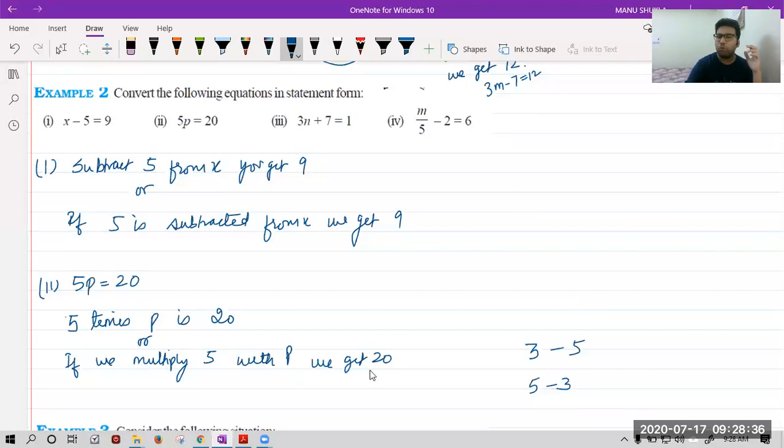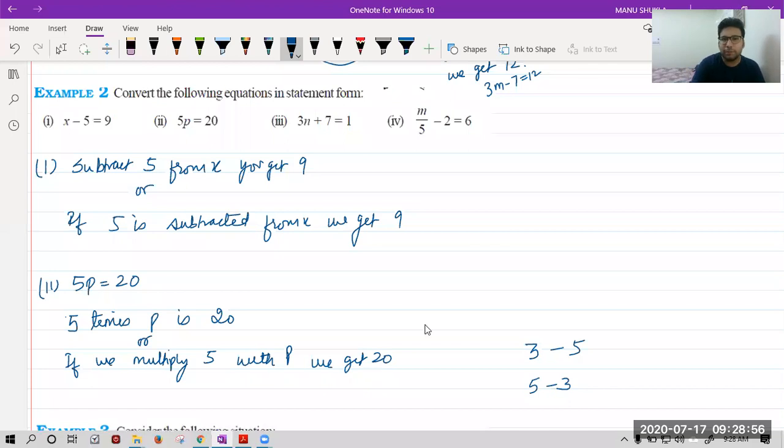Okay. I hope you're getting this. It's very easy. Any doubts in this? In the second part, please ask. We get 20 when multiplied. Okay. If you subtract from 7, 3 times. Okay. Sir, P is 4. What P? Okay, you're telling the answer. Okay.